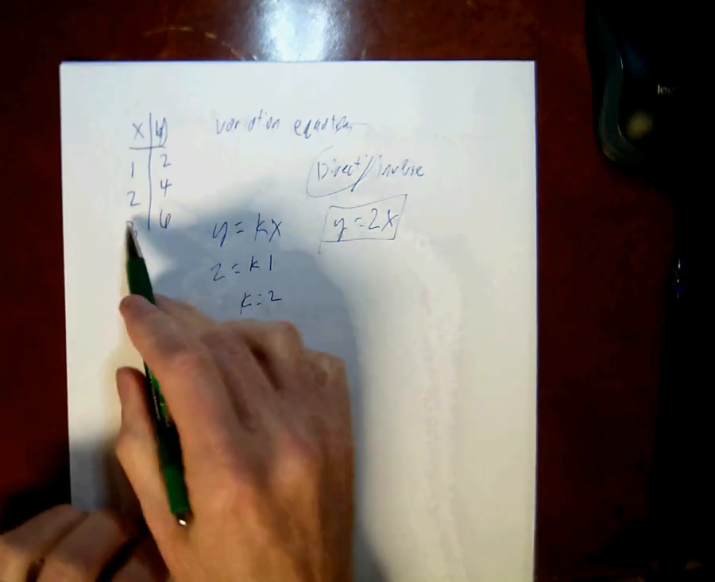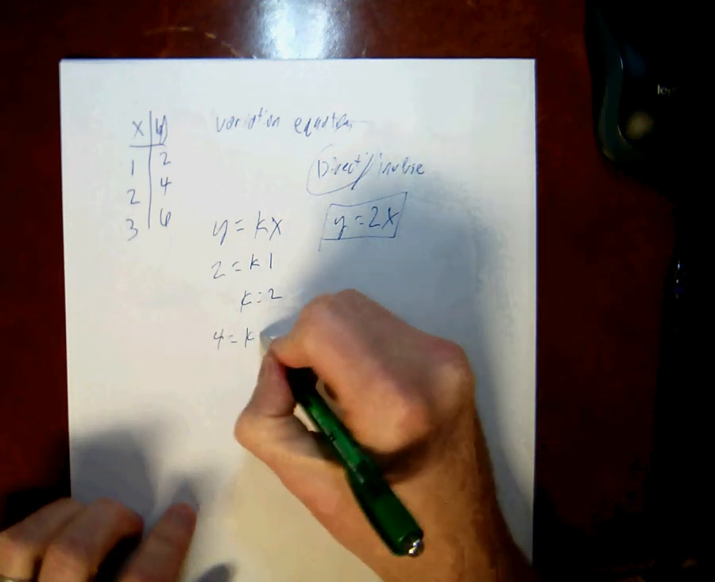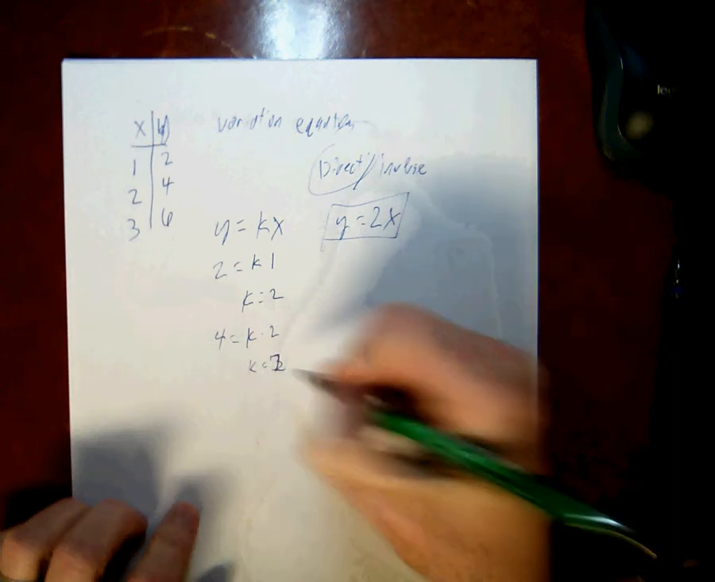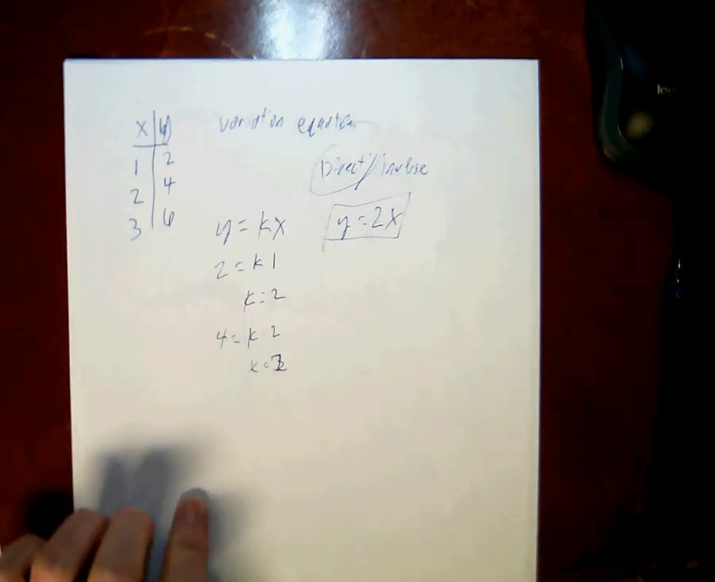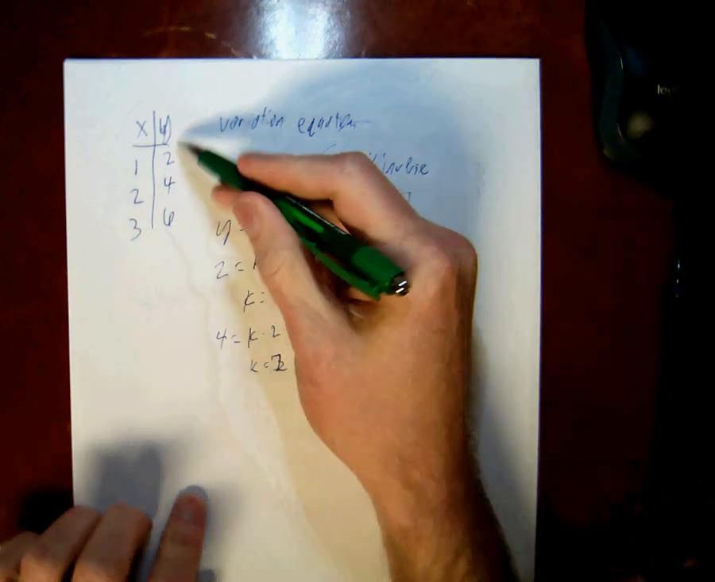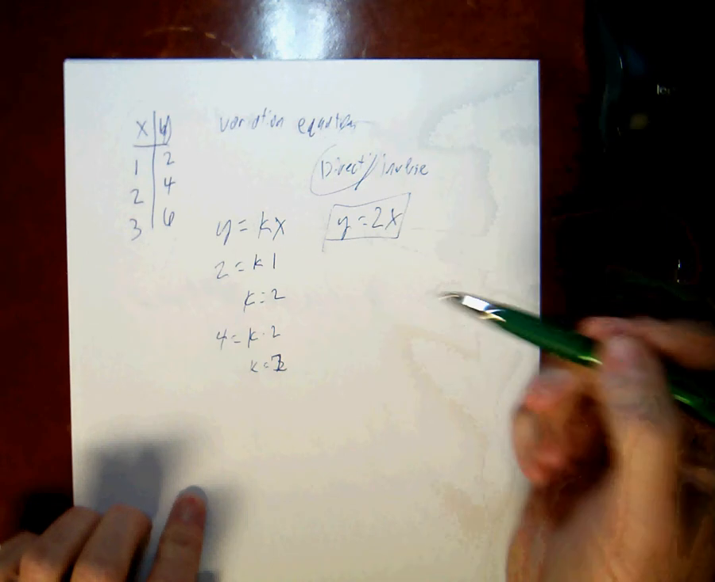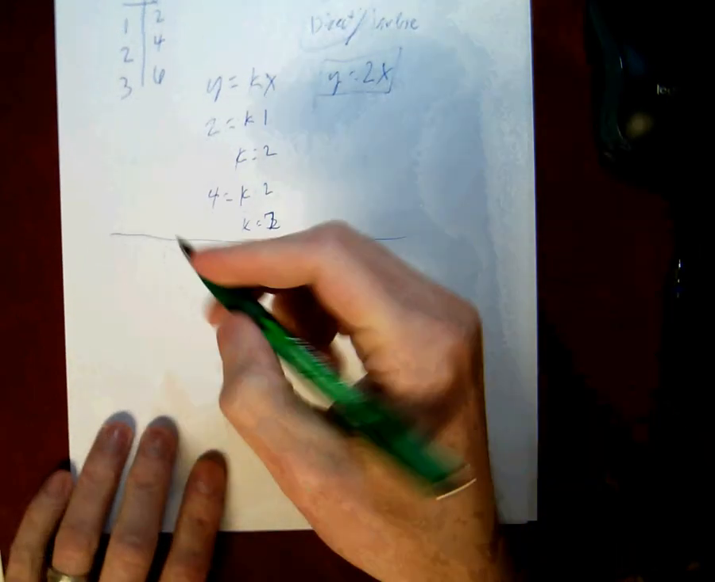Let's say you didn't pick that. Let's say you pick this point. If I pick 4 is equal to k times 2, I just found out that k is still equal to 2. Or if I pick this one. So it doesn't matter which point you pick. I always pick the smaller numbers. We still end up with our constant of variation. All right?